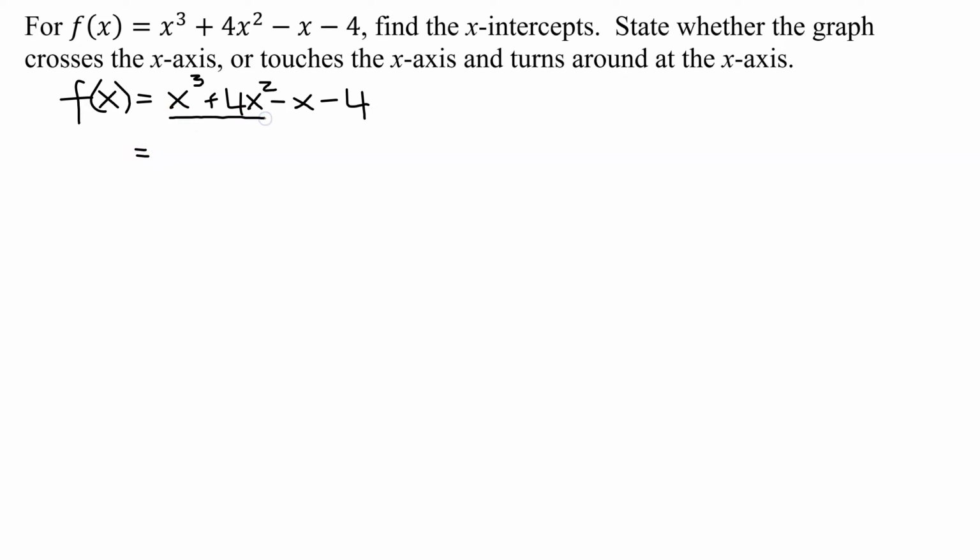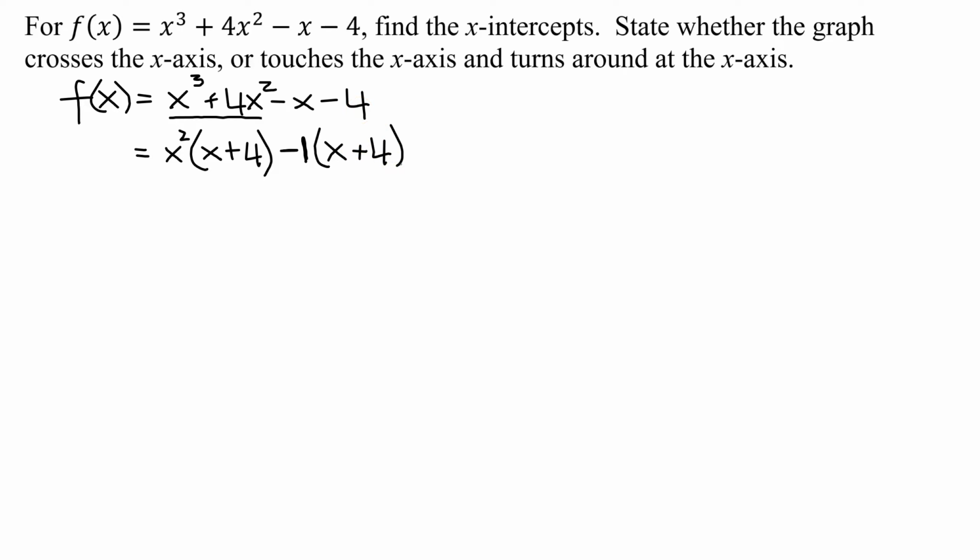What do the first 2 terms have in common? I can factor out an x squared, and it's going to leave me with x plus 4. Bring down the middle sign, so I have minus. And what do the last 2 have in common? Well, not much. The only thing I can factor out of those is a negative 1. And if I factor a negative 1 out of a negative x, I get positive x. Factor a negative 1 out of a negative 4, I get positive 4.